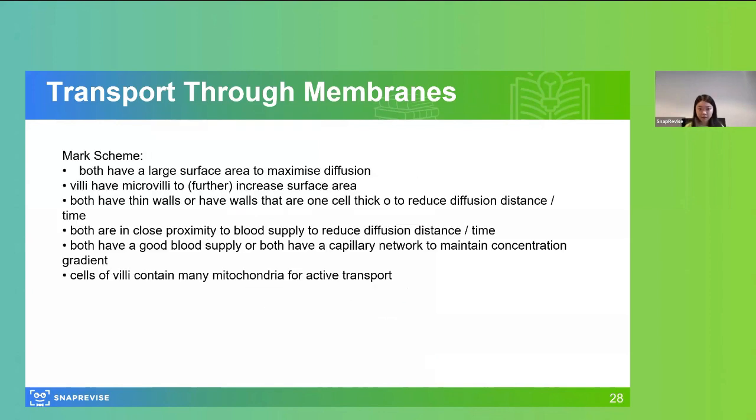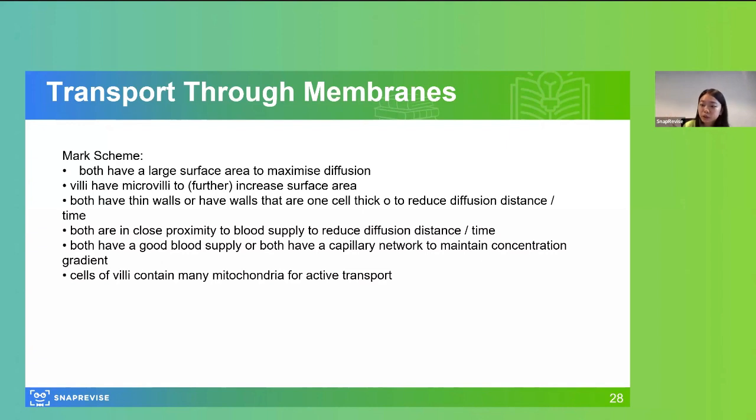The question itself, you just need to talk about how they have a large surface area, which allows it to maximize diffusion. So villi and alveoli both have very large surface areas. Especially with villi, they have these microvilli. They also have very short diffusion distance, because they have very, very thin walls. So again, thin walls, short diffusion distance, higher diffusion rate, better absorption.